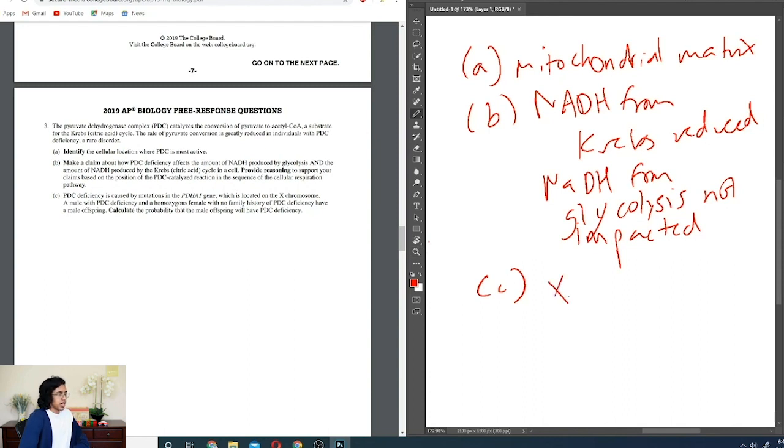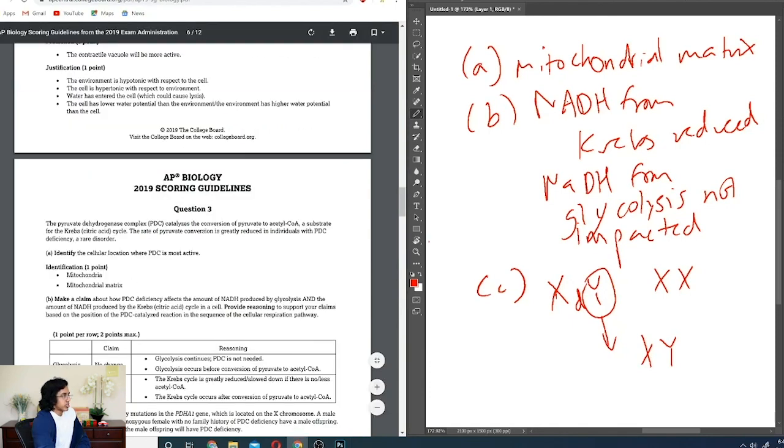So it's X deficient Y with X normal, and you're gonna get, oh no, wait, there's no probability, because basically if you get a boy, he has to get the Y from his dad, and then the mom has to give one of her normal X's, and then her baby is going to for sure have XY, which is completely normal. You're not going to have a PDC deficiency. Epic. Okay, mitochondrial matrix, very cool.